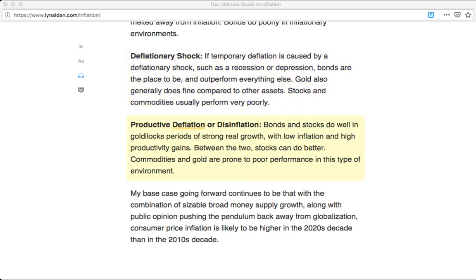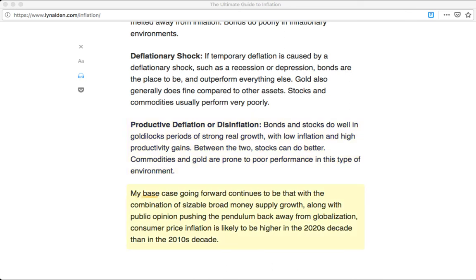Productive deflation or disinflation. Bonds and stocks do well in Goldilocks periods of strong real growth, with low inflation and high productivity gains. Between the two, stocks can do better. Commodities and gold are prone to poor performance in this type of environment.